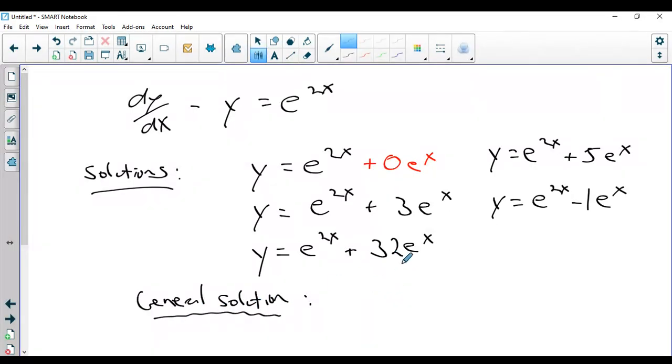And could you guess what the general solution might be? You can hit pause and take 30 seconds. All right, so if you guessed, hopefully you guessed y equals e to the 2x plus k e to the x, where k is just some constant, any real number, okay? And that is called your general solution, where k is just some real number right there, okay? Positive, negative, whatever. So that's your general solution.